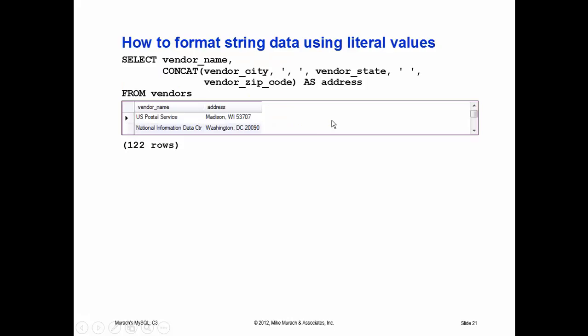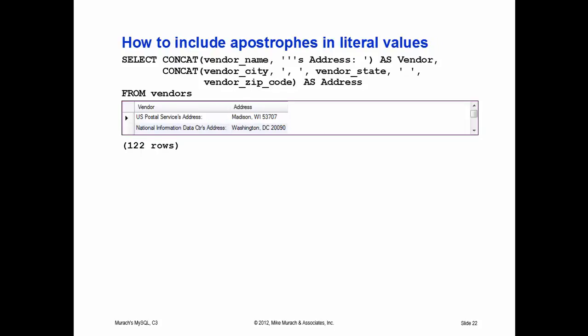All right. So here's an example of doing something similar to that. Madison, Wisconsin, where we have concatenated together the city, followed by a comma and a space, the state, followed by a space, and then the zip code. Again, still more examples of using apostrophes if you want to use an apostrophe in there.